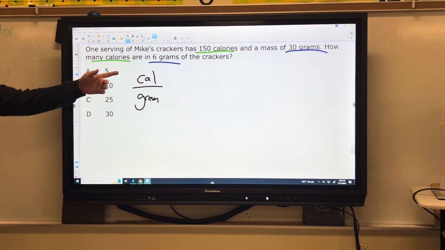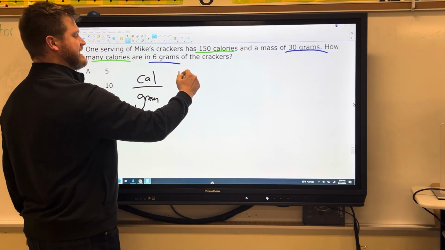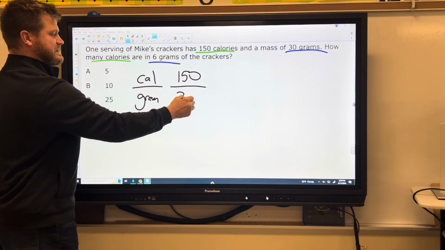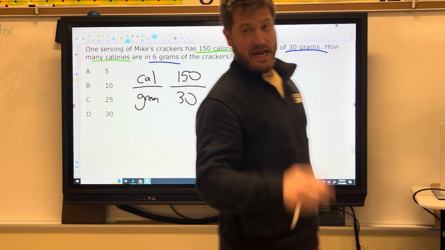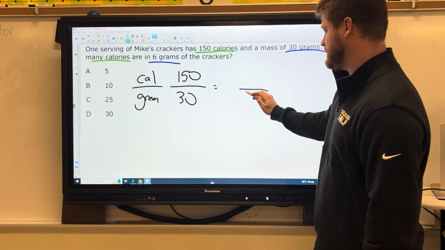This one, just fill in the numbers. How many calories? Well, it first gives us 150 for 30 grams. And the last one it gives us 6 grams. I'm tracking grams on the bottom, the denominator, so 6 would go here.